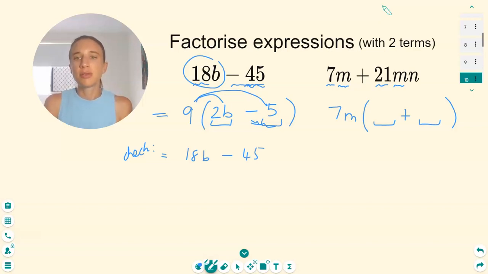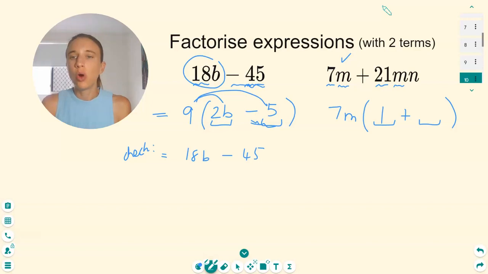So I'm asking myself, 7m times what will give me the first term? 7m times 1 will give me the first term. You can check it, but we're not even going to bother anymore with checking. So we get that done.